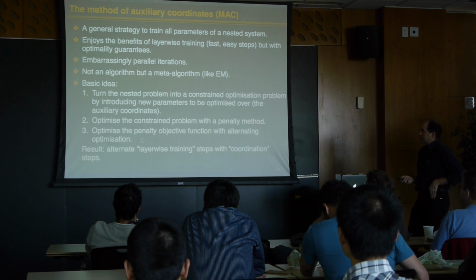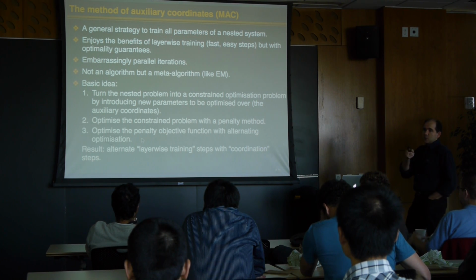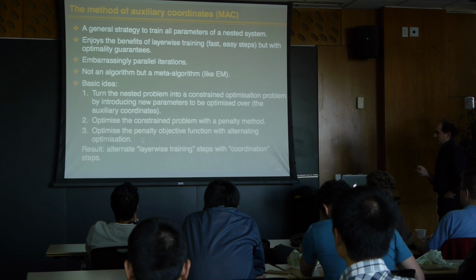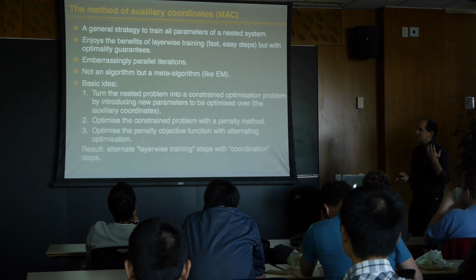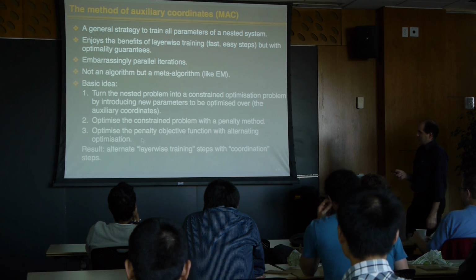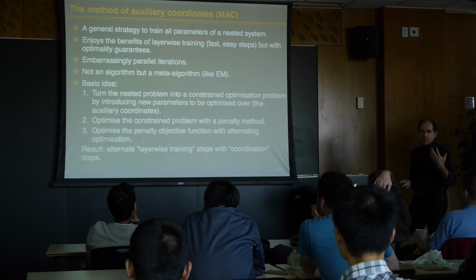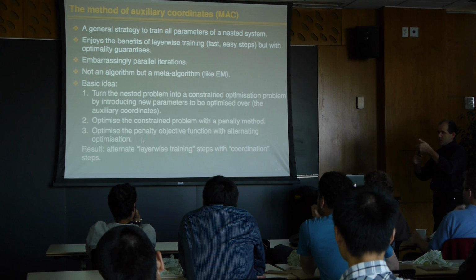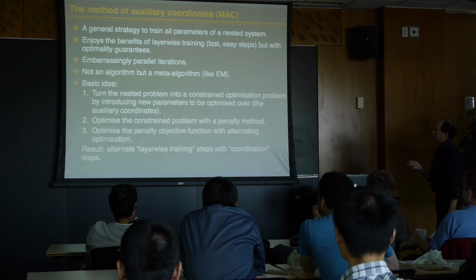And the basic idea to do this is as follows. You take your nested problem, and then you're going to turn it into another problem which is constrained and operates in an augmented space with more parameters. So it's a problem transformation. And then we optimize over all those parameters, which are the original ones, so the weights, for example, and the new ones, which are the auxiliary coordinates. You optimize that constrained problem using a penalty method, and then the objective function that you get with the penalty, that one you optimize using alternating optimization. And then the result is a sequence of steps that train layers and that coordinate the layers. So let's see how that is done.